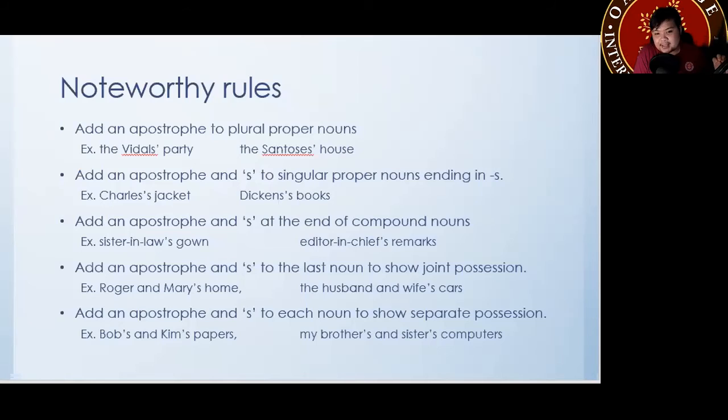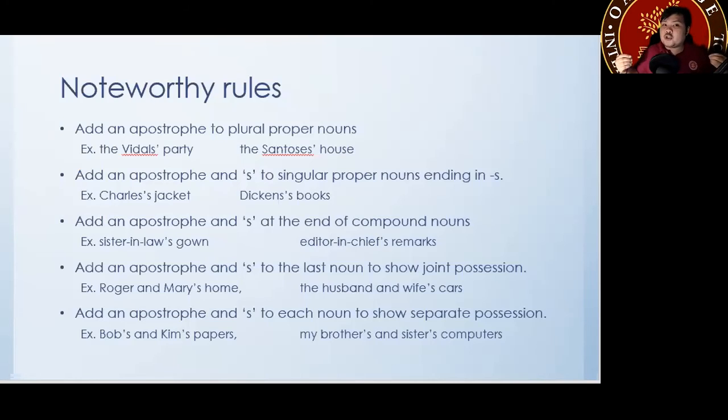Next one: add an apostrophe and S to the last noun to show joint possession. So you have two nouns that own the same thing. For the first example, Roger and Mary both own a home. So you have Roger and Mary's home. You only have to put the apostrophe on the last one. Another example, the husband and wife own more than one car. So you have the husband and wife's cars.